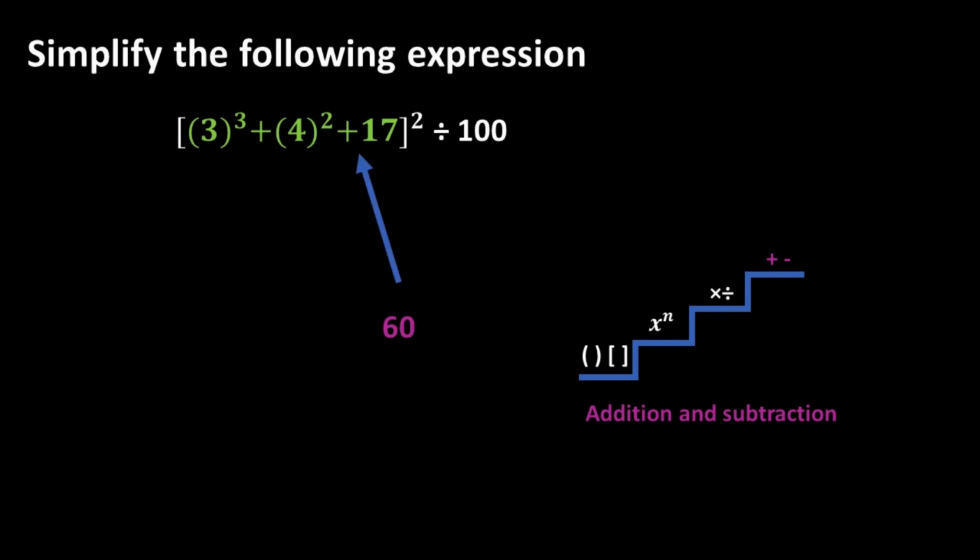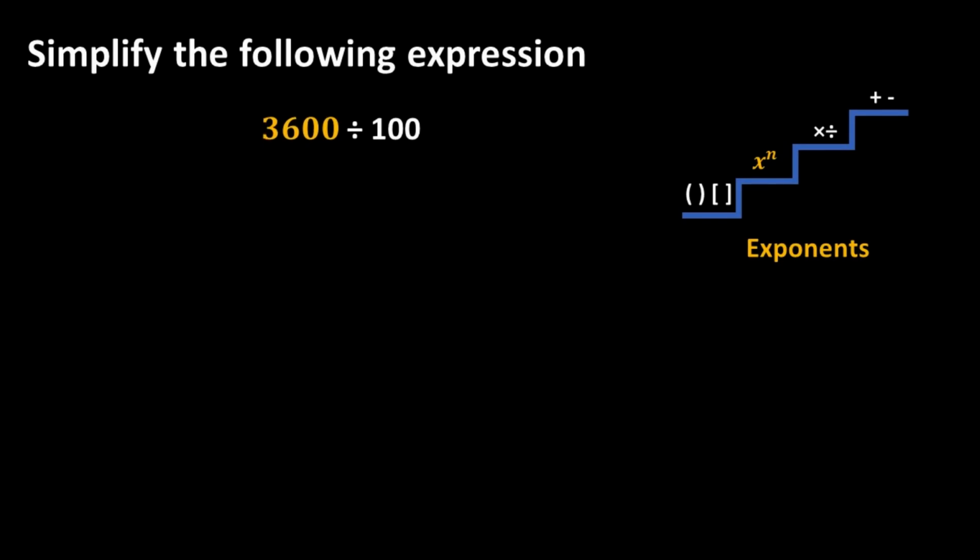And the main expression now becomes 60 squared divided by 100. 60 squared is 60 times 60, which is 3,600. Divide that by 100 and you'll end up with 36. And that's it. So taking a step back and following the steps makes the process of simplification much easier, no matter how intimidating the problem initially looks.